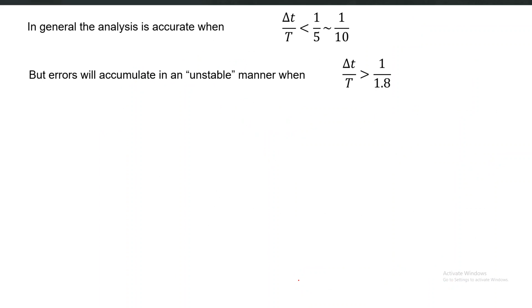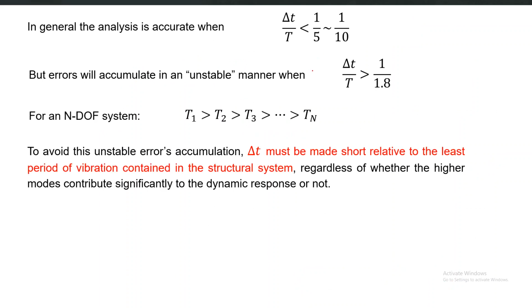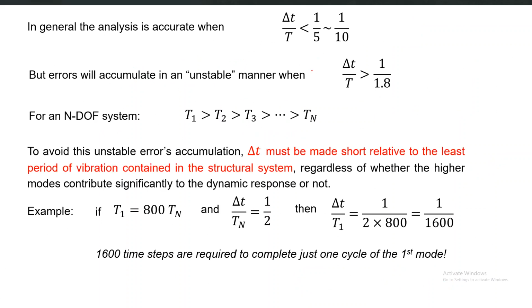One important consideration for the use of step-by-step direct integration methods is the delta t. This delta t is an important factor which affects the accuracy of this method. Generally, delta t over capital T should be in a range of 1 over 5 to 1 over 10, where capital T is the natural time period of the structure.